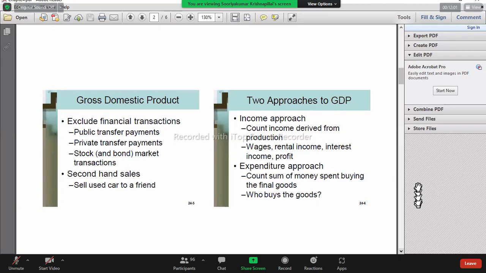So, public transfer payment. If the government gives some subsidy, say 5,000 rupees for COVID, and due to this COVID the poor family gets 5,000 rupees, that should not be counted in the GDP. That financial transaction is not counted. But when you buy any goods or services, that financial transaction is included in the GDP.